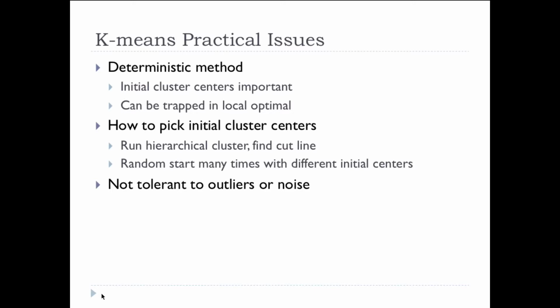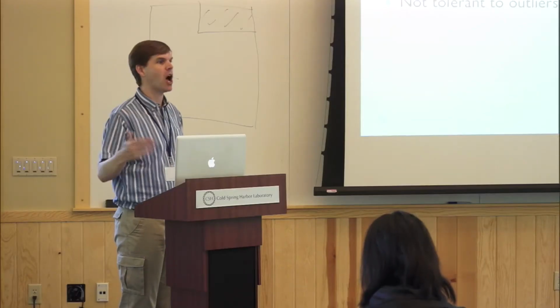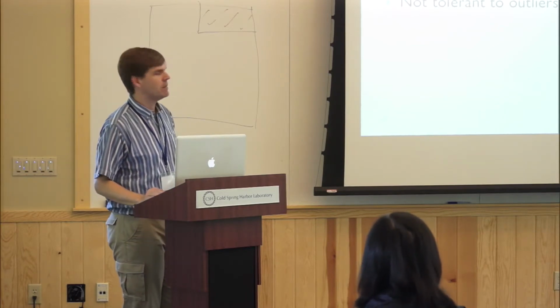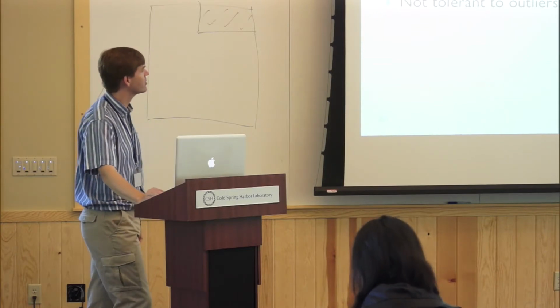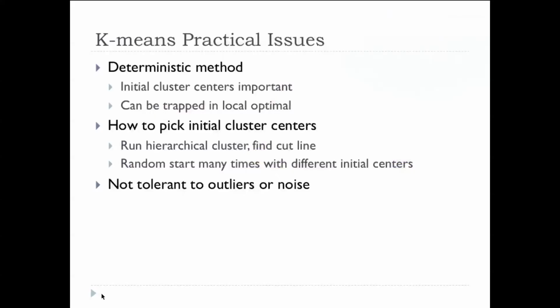How do we pick the initial clusters? Well, we could, for example, run hierarchical clustering and split the clusters. Let's say we have k equals 2. We split them at the top branch and use those as the initial clusters, or the initial centroids. And we could also randomly start many different times with different initial centers.